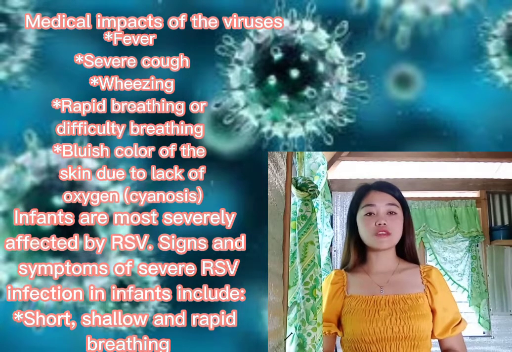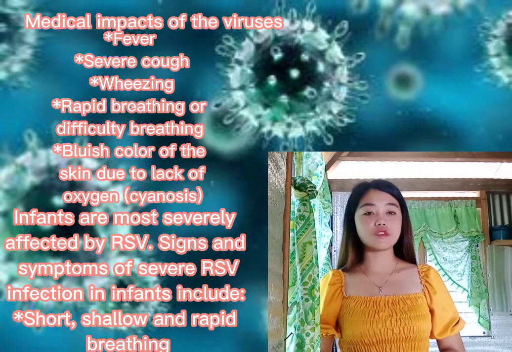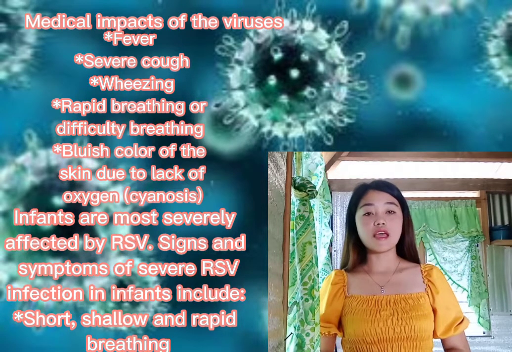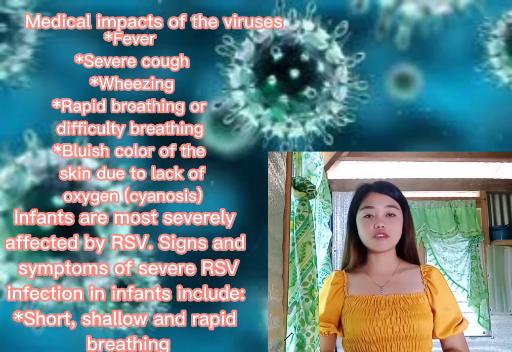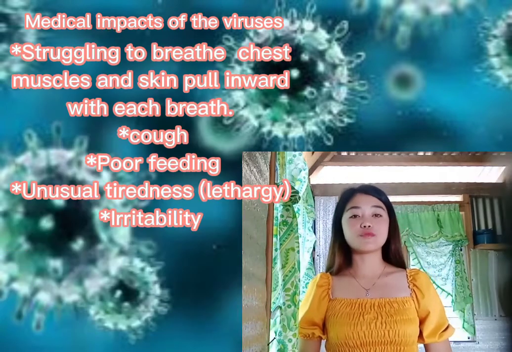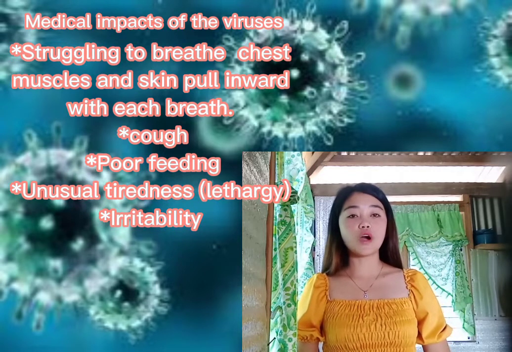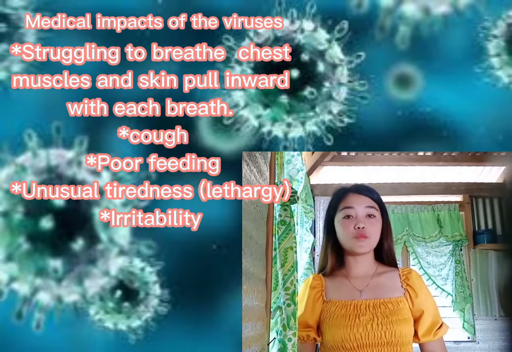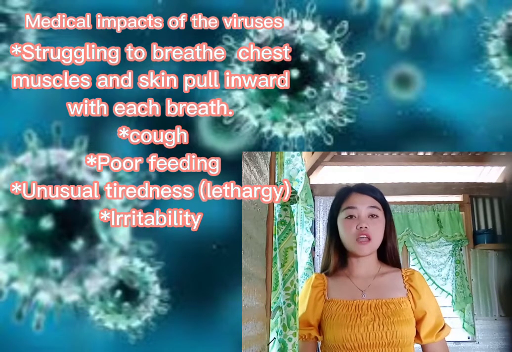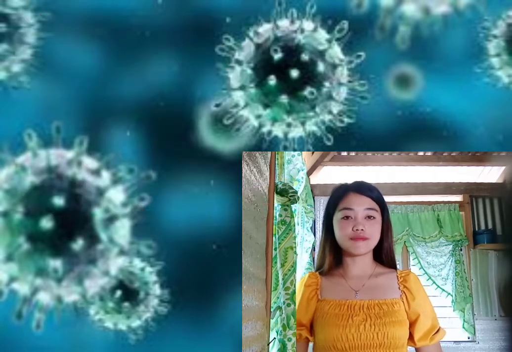Infants are most severely affected by RSV. Signs and symptoms of severe RSV infection in infants include: first, short, shallow, and rapid breathing; second, struggling to breathe, with chest muscles and skin falling inward with each breath; third, cough; fourth, poor feeding; fifth, unusual tiredness; sixth, irritability.